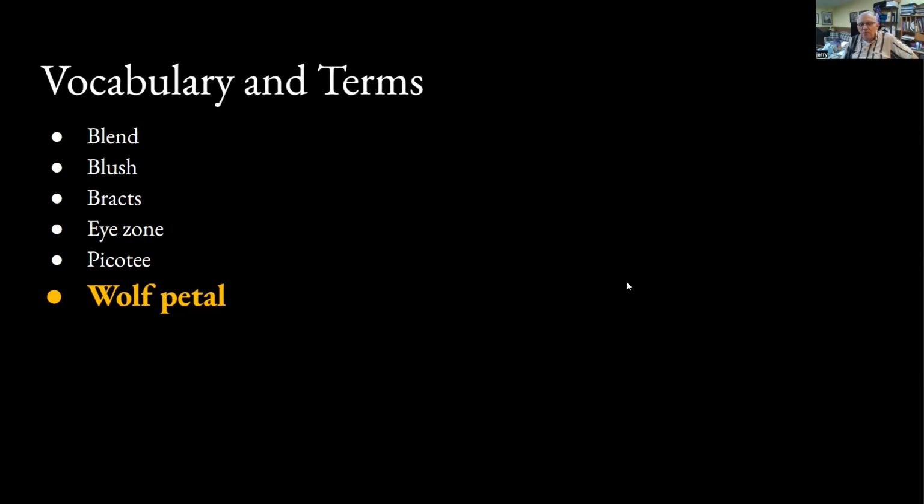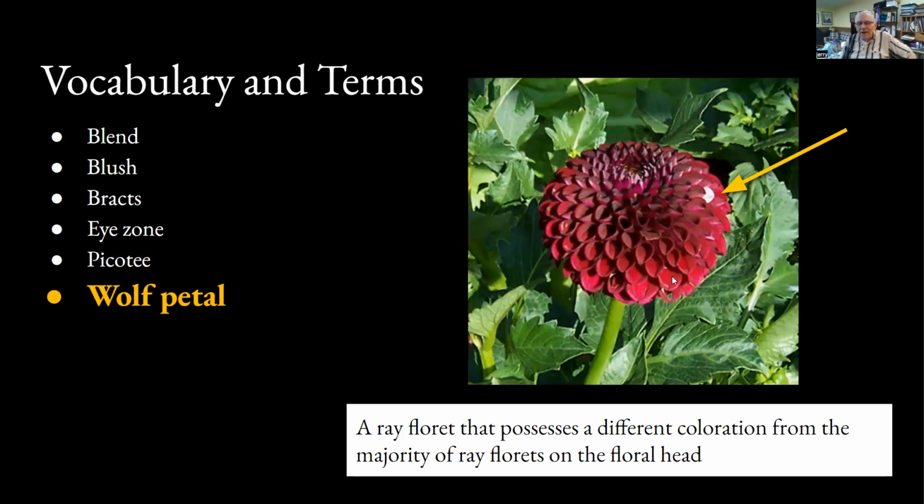And then a wolf petal. In statistics, we would call it an outlier. So when you look at this bloom, there's no way on earth that your eyes don't go directly to that white petal right there. That's a wolf petal. It really is distracting and not good. If you left this, there's no way that bloom is going to get to the court because that's just too strikingly obvious a distraction. What might you do? Pull it out.